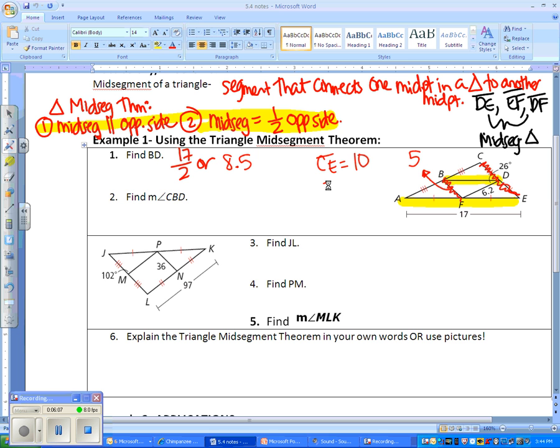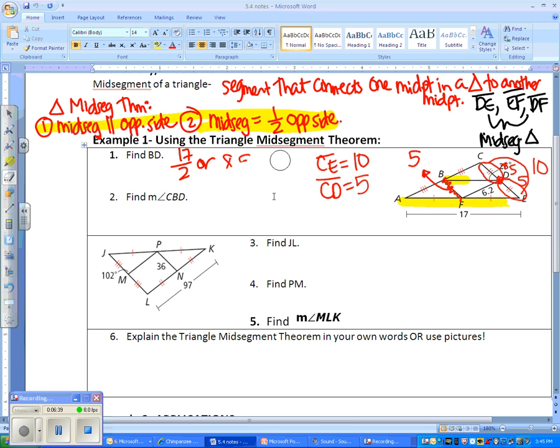Another question I could ask you is, what happens if I don't want to know about CE, I want to know just about CD? Well, if you notice, we just said that this whole entire thing was 10. And CD is the midpoint, so that means CD is half of this entire thing. So CD would also equal 5, and this part would equal 5, and 5 plus 5 makes 10. Okay, so those are the types of problems I can ask you regarding side lengths.